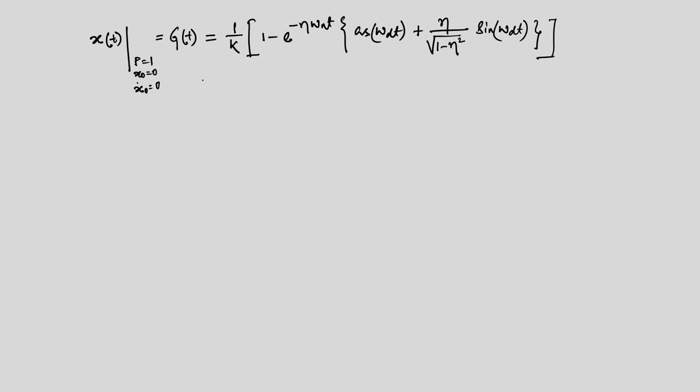This is called g of t, is called initial response. Now, using this information, we will further solve the problem and we will see how we can find out the response of a system due to an impulse. What does the impulse mean?